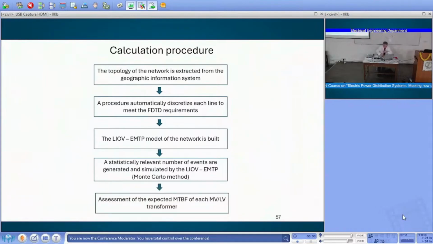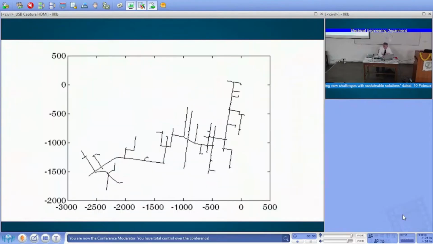And the idea is to calculate the mean time between failure for each medium voltage, low voltage transformer. If the mean time between failure is low, it means that there are too many problems in that area, and therefore it gives an indication where to put the surge arrestor or increase the protection in the area. And this is just the figure.